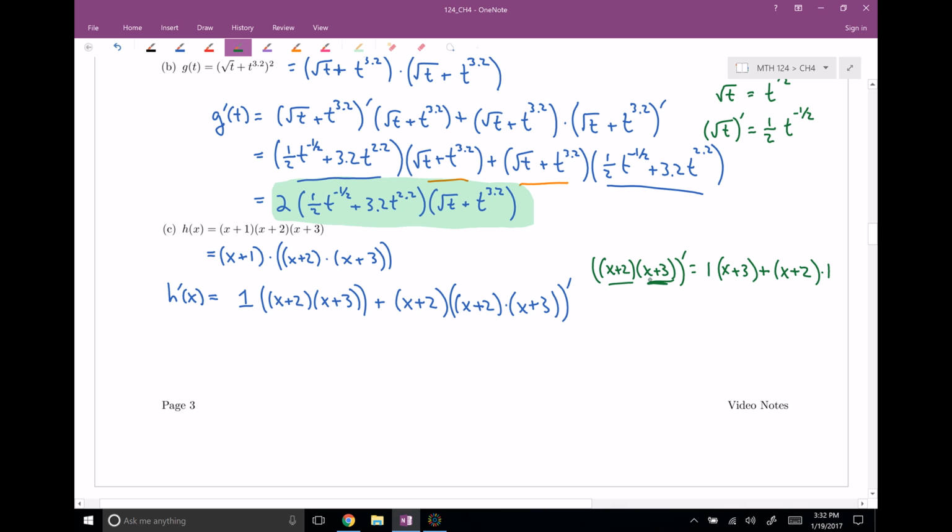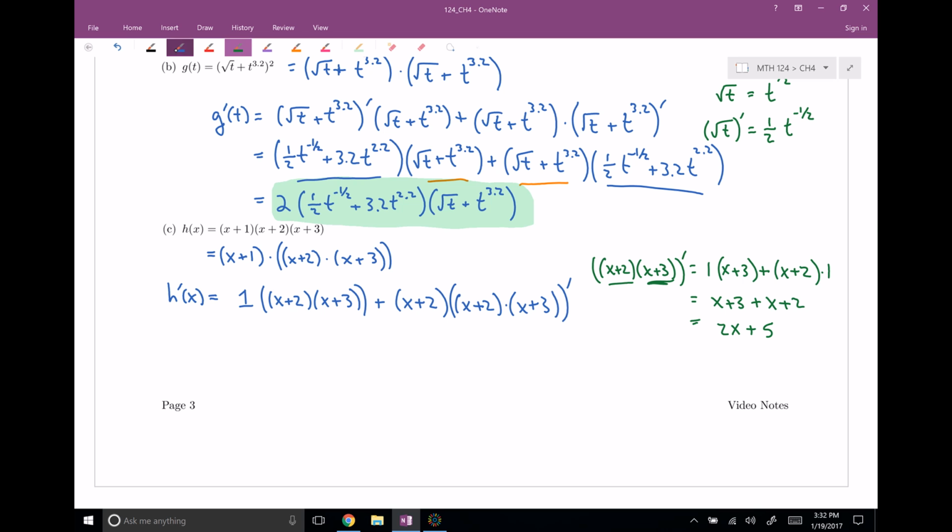Right? Because the slope here for this linear function is 1. So this is going to be x plus 3 plus x plus 2. This one I can simplify down, right? This is going to be 2x plus 5 if you'd like. So that's what the derivative of this is.